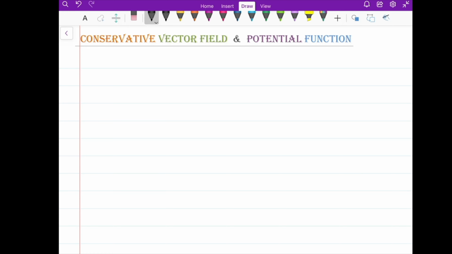Okay, so let's say F, which is Pi plus Qj, is a vector field, and let me write this in the vector notation. And then we say that F is conservative if F is equal to the gradient of a function f for some function f.